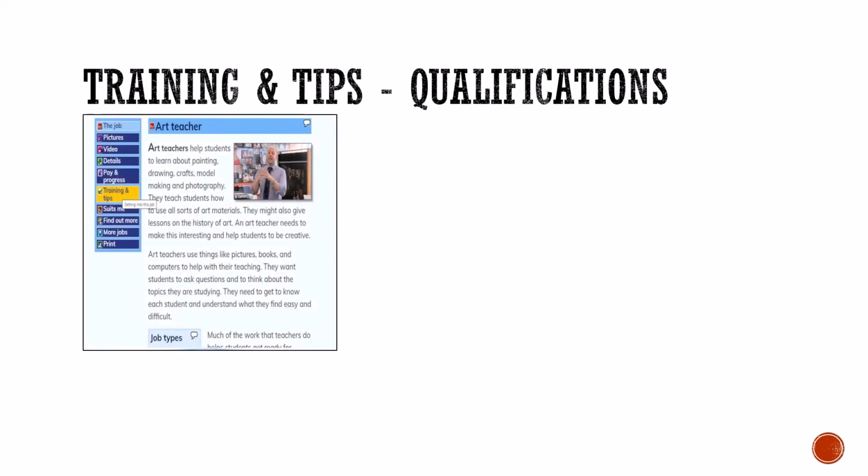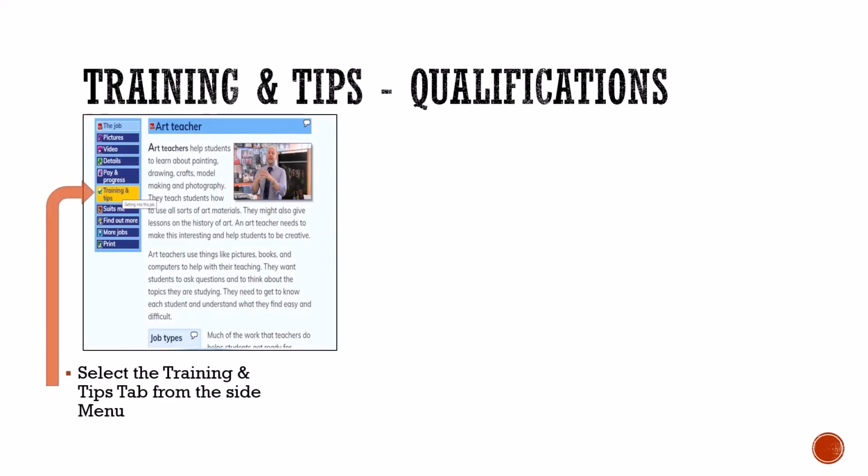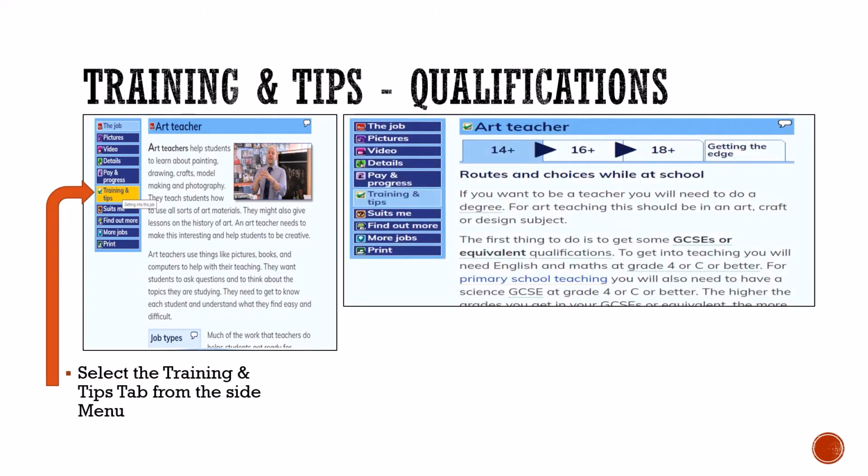Now, our next section is training and tips. From the side of the page, you will select the tab that says training and tips from the little side menu. When you go inside this, you will see the name of your job, and underneath that you will see 14 plus, 16 plus, 18 plus, and getting the edge.